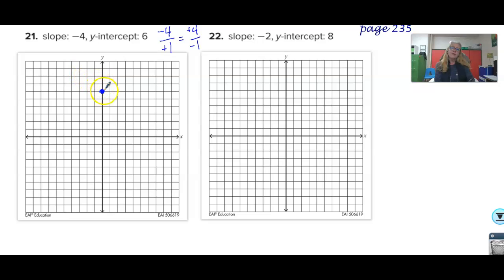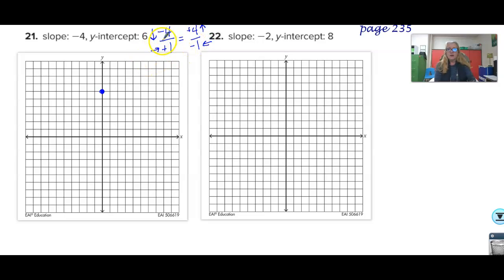We know that the line going through here is going to be a nice negative, okay? So it's going to be a downhill. So we're expecting to go that way. This one here, the top number is up or down. Negative is down, positive is up. The bottom number tells you left or right. Positive is right, negative is left.